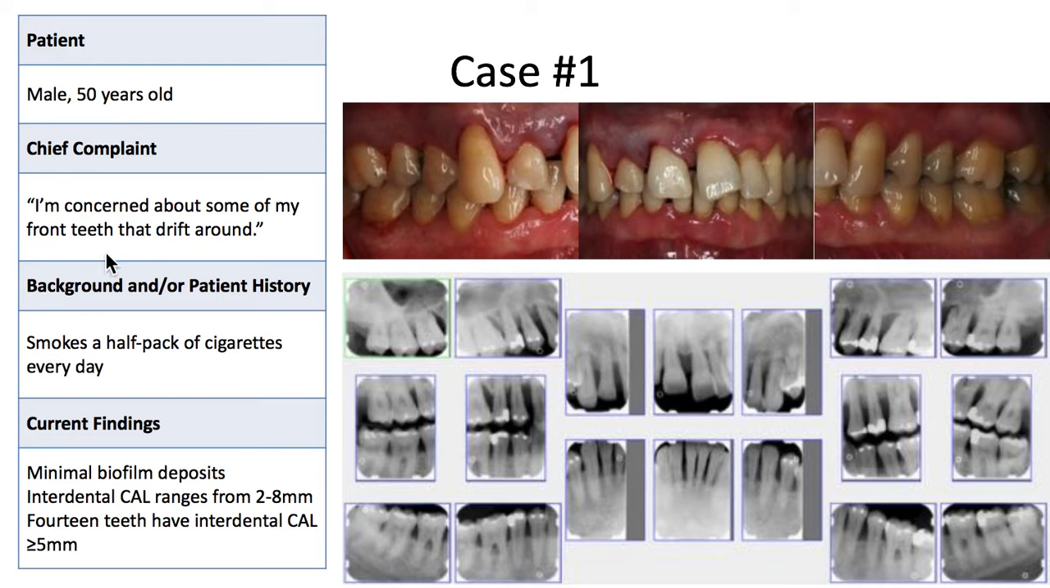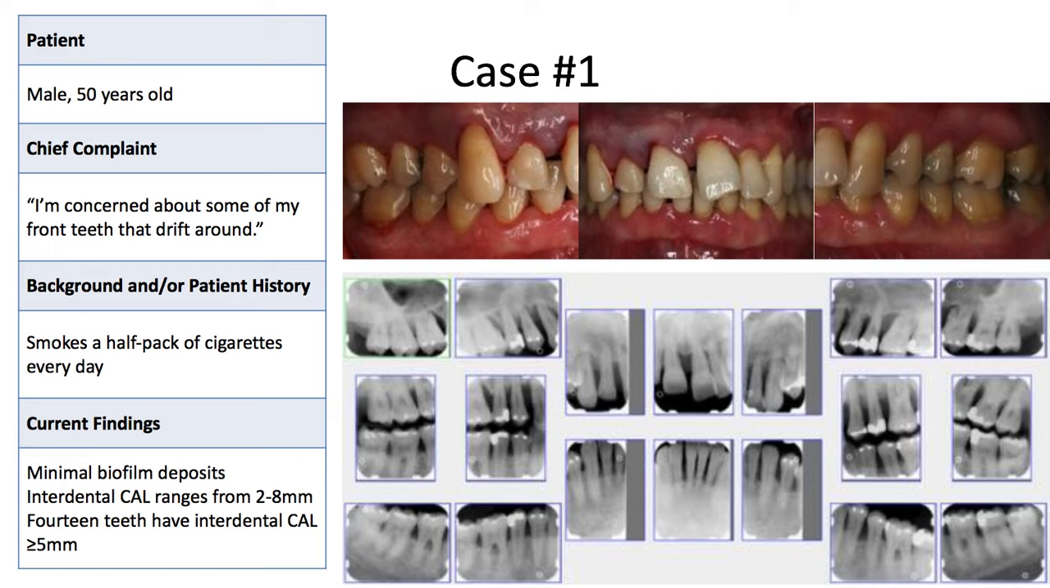Their chief complaint is, "I'm concerned about some of my front teeth that drift around." They smoke a half pack of cigarettes every day. They have minimal biofilm deposits, interdental CAL that ranges from 2 to 8 millimeters, and 14 teeth have interdental CAL that's greater than or equal to 5 millimeters. And then we have some clinical photos and a full mouth series of x-rays. So with all of this information that we're given, we know this patient has some kind of periodontitis.